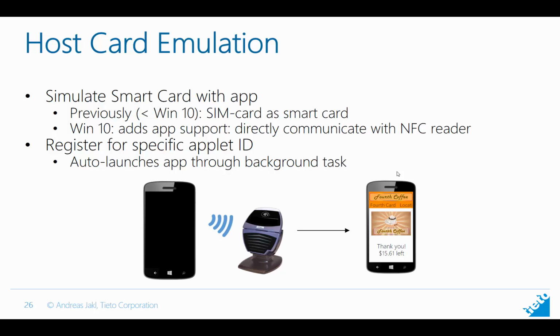So how does it work? You can, for example, register for a specific applet ID, and then when you tap the reader, it will automatically launch your app. For example, a loyalty card in your favorite coffee shop. You just hold the phone to the reader. It will immediately open your loyalty card app and then give you the points or maybe even pay with it.